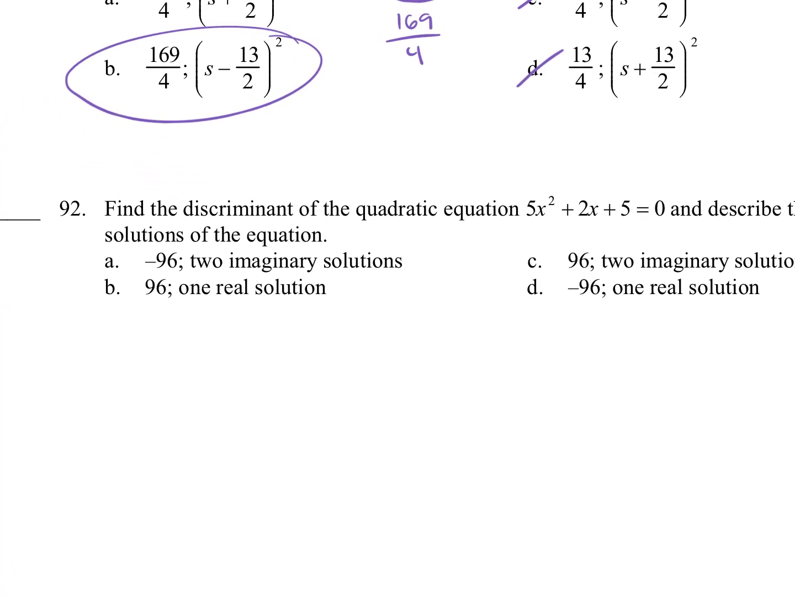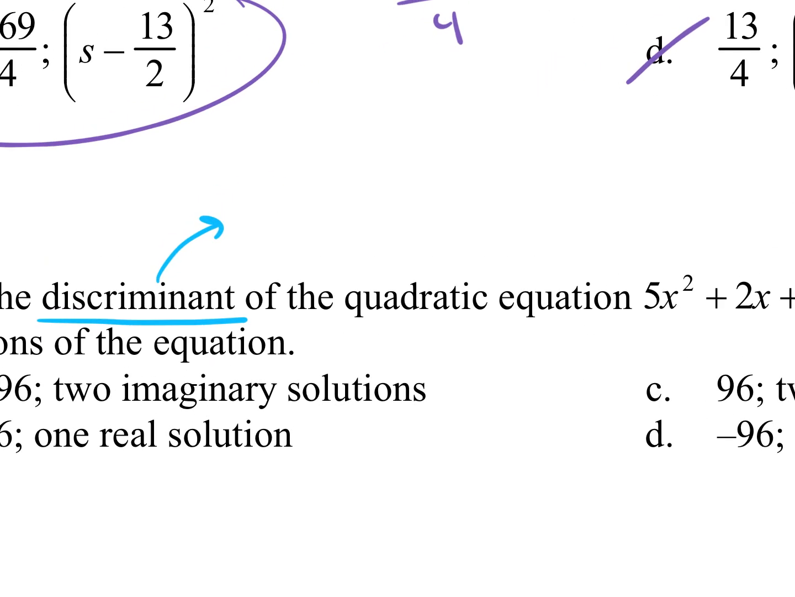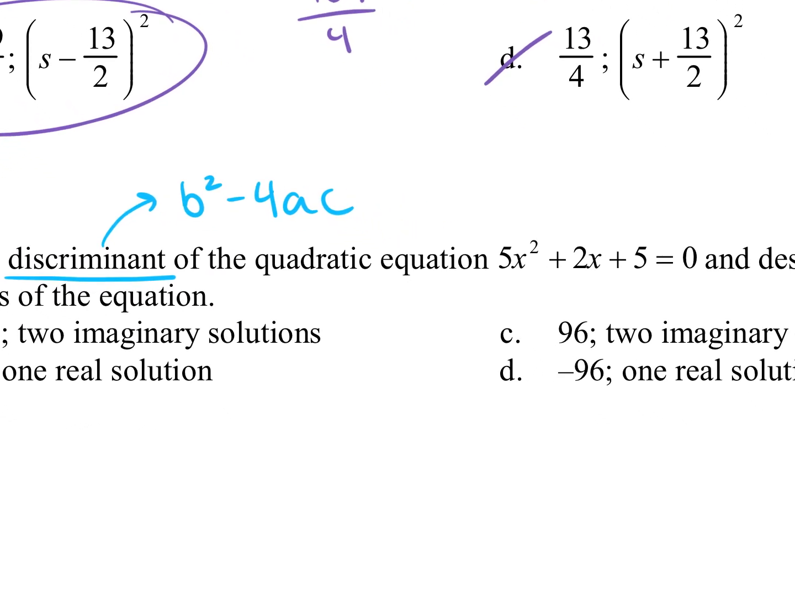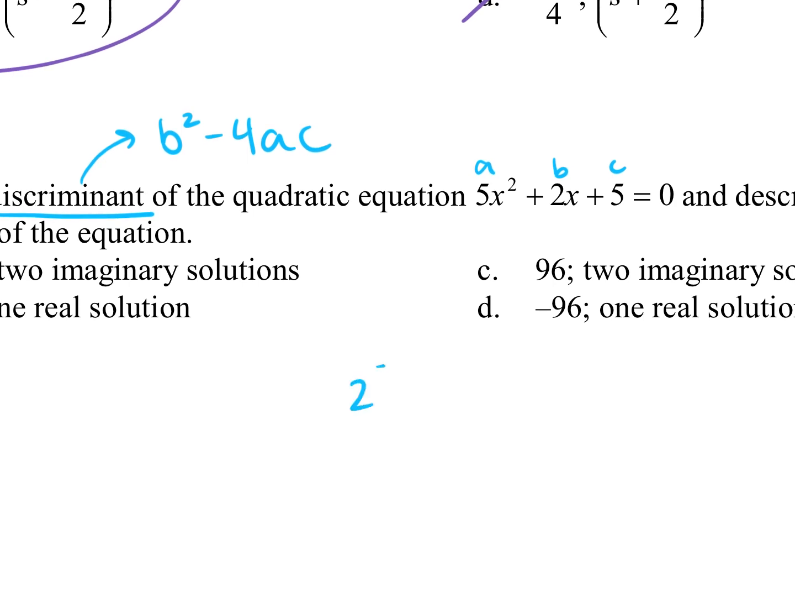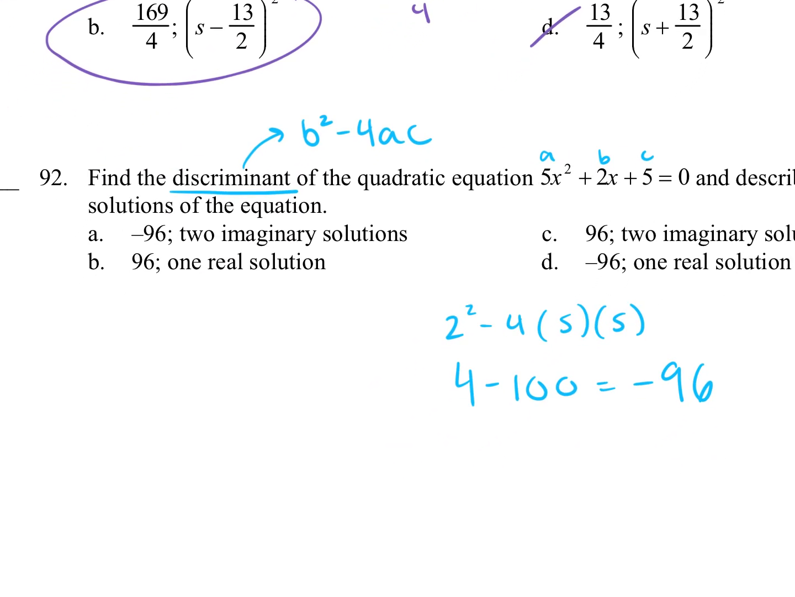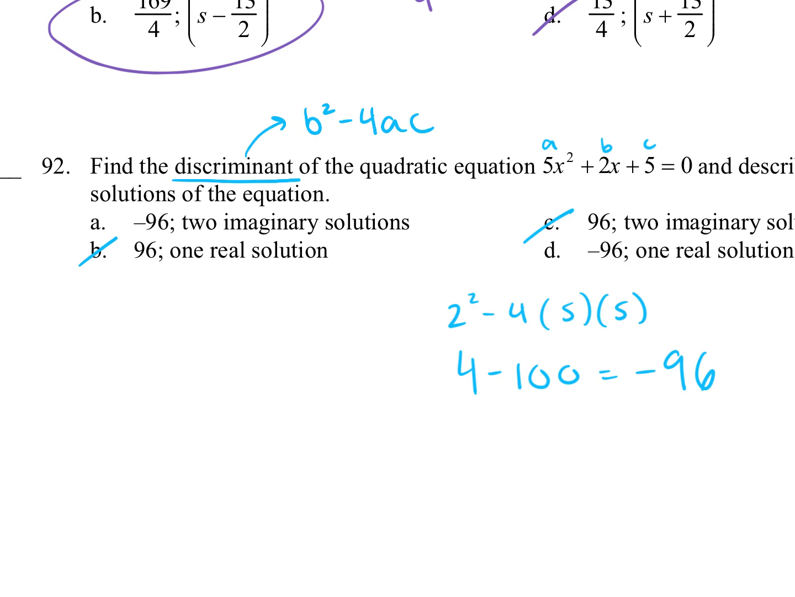And the last one we're going to look at today is to find the discriminant. The discriminant is what's under the square root in the quadratic formula. So it's just b squared minus 4ac. So it's everything that's under the square root. So this would be a, b, and c. So 2 squared minus 4 times 5 times 5 would be 4 minus 100. So negative 96. So I can cross out C and B.